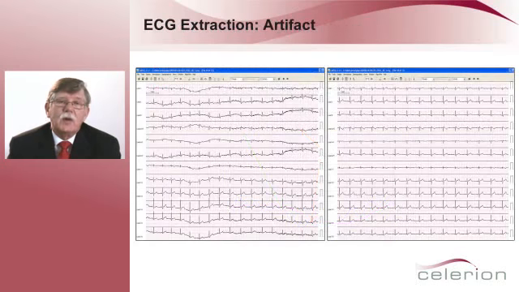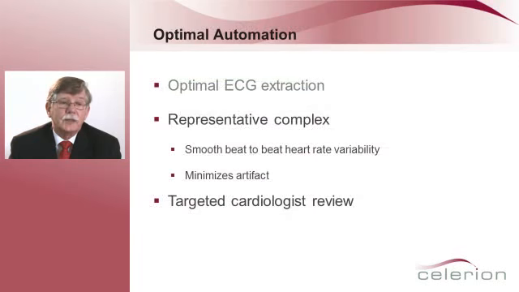This shows how the program, even though the heart rate may have a stable preceding heart rate, there are times when the artifact needs to be eliminated. The strip on the left has a lot of artifact. The one on the right is a clean strip and much easier and more accurate to measure. So now let's talk about the representative complex.